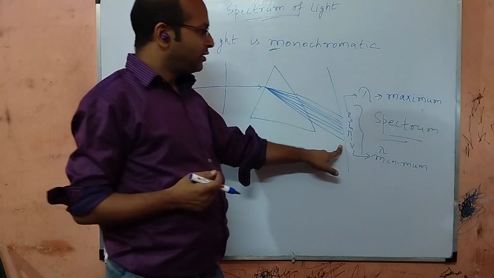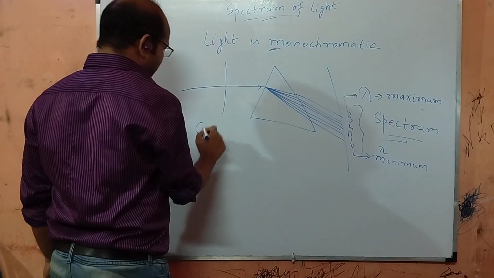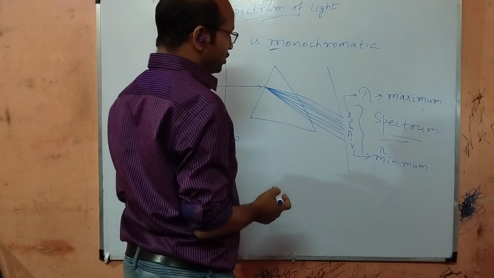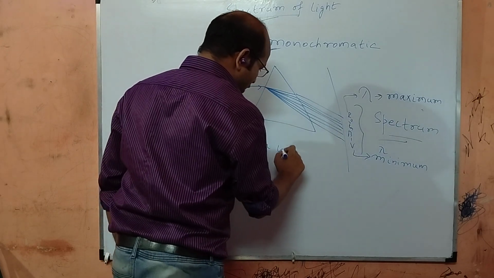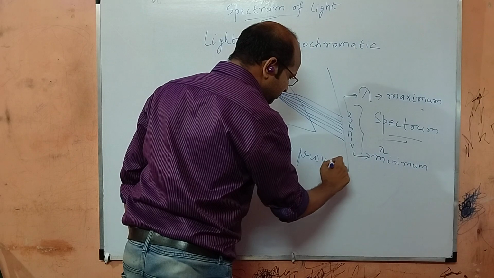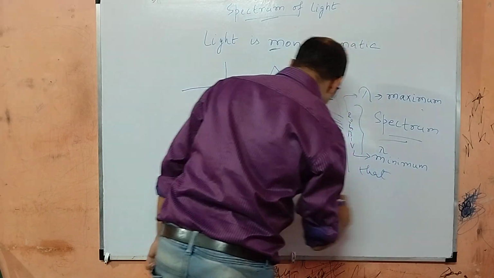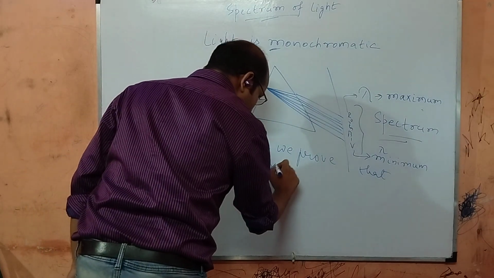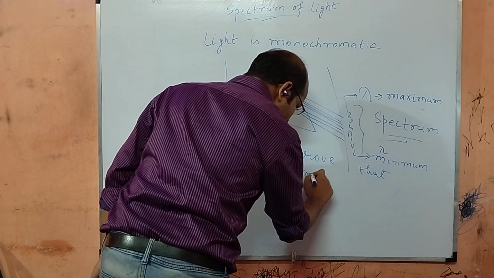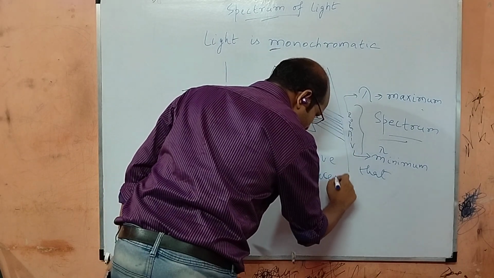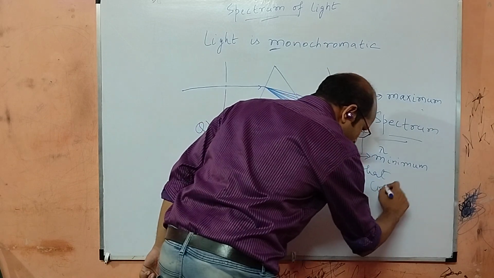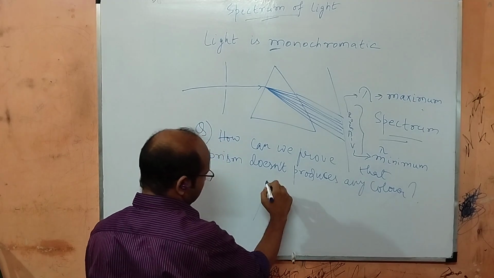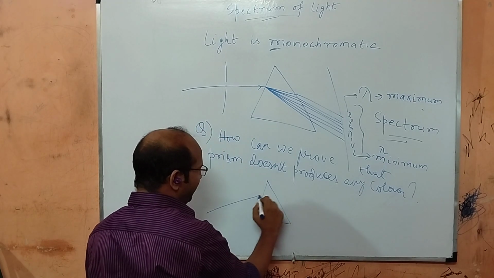Okay, so now how can we prove that prism doesn't produce color, it only splits the white color into its constituent colors? For this, what we have to do? First of all, we have to take a prism which is erect. We let the white light pass through it.